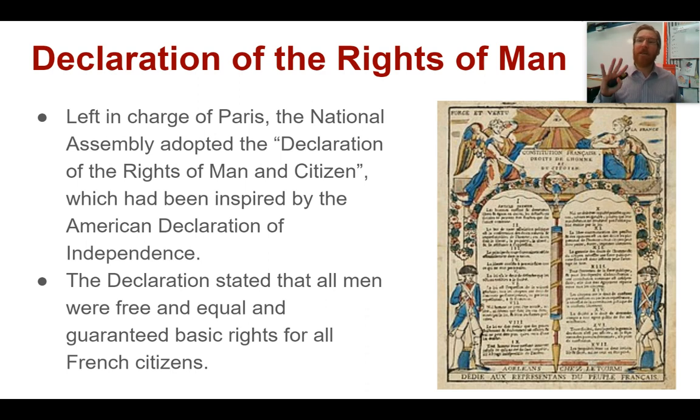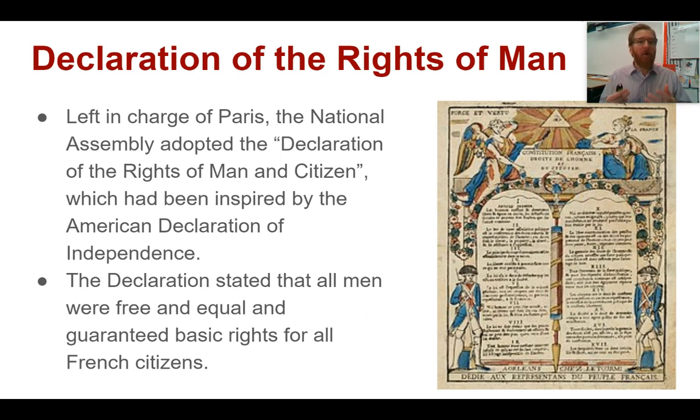Now, this National Assembly, now free of royalist pressure, is able to adopt a document known as the Declaration of the Rights of Man and Citizen. Now, this document is going to outline the rights that all French citizens are entitled to. It was very much inspired by the American Declaration of Independence. In fact, one of the chief authors is Lafayette, the Marquis de Lafayette, who was in America during the American Revolution. And Lafayette had assistance in writing this document by none other than Thomas Jefferson, the author of the American Declaration of Independence. So a lot of the ideas in this are ideas that came out of the American Declaration of Independence.